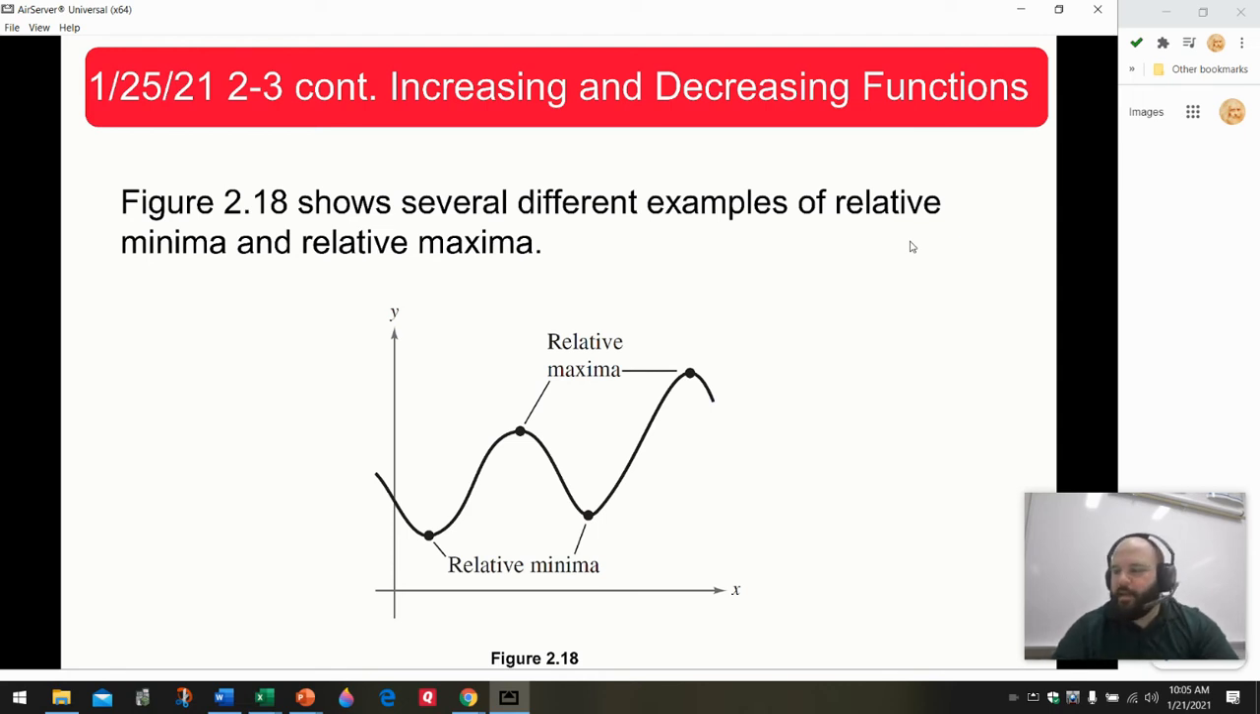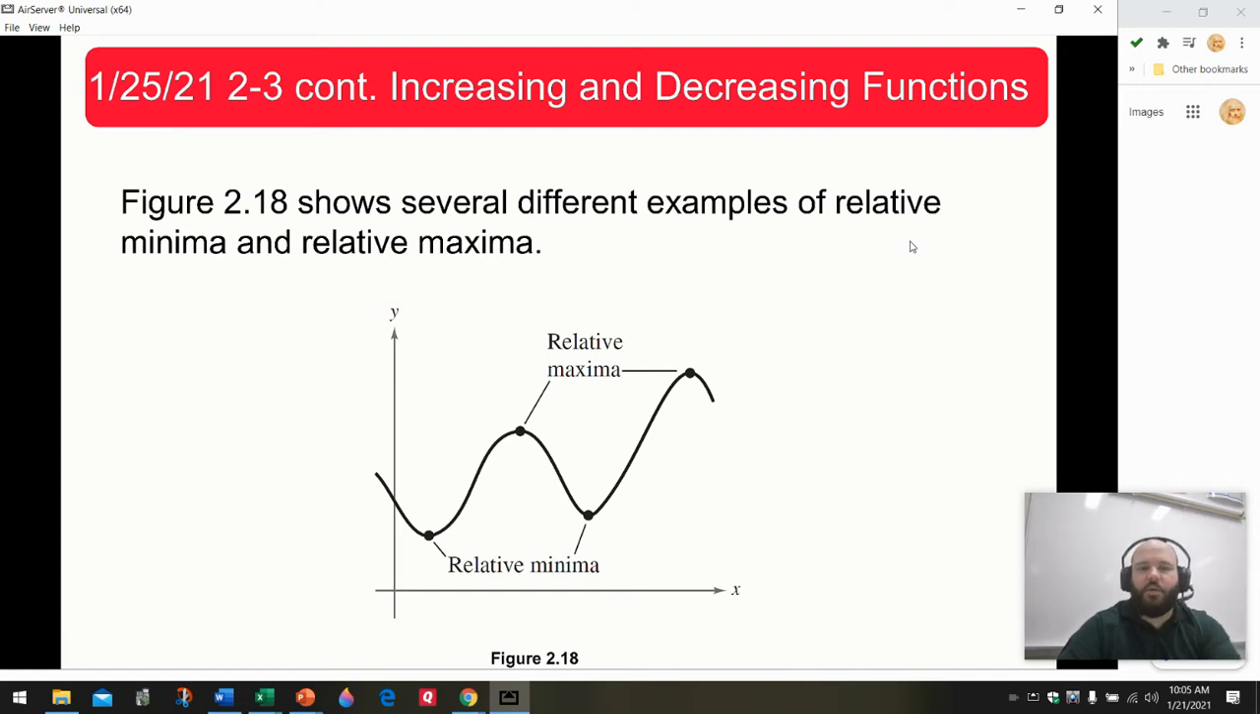Okay, hello everybody. So today we're going to continue our discussion in Chapter 2, Section 3. In the last video, you should have learned a little bit about how we use notation. We use set notation to describe intervals over which functions might be increasing or decreasing. We also use that set notation or interval notation to list any domains and ranges that we might have. So what we're going to do today is continue talking about some other aspects of functions.